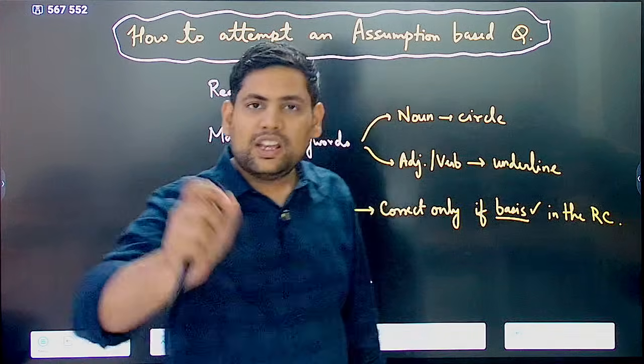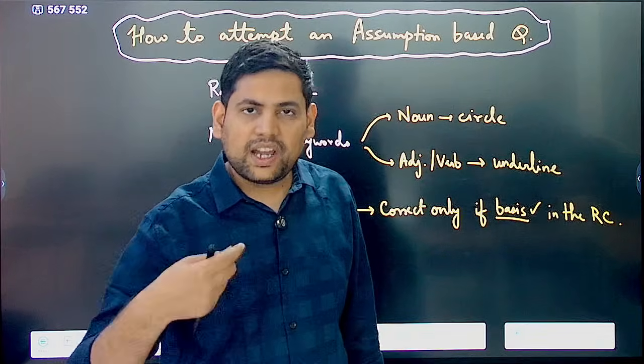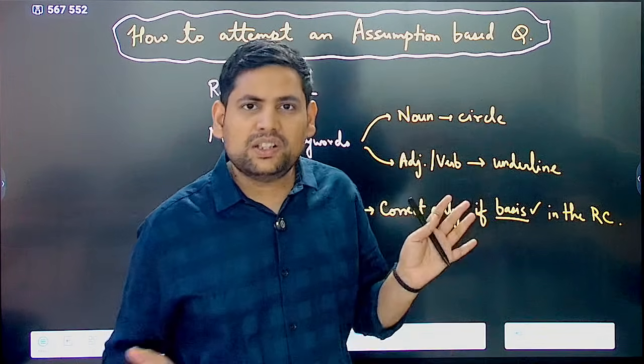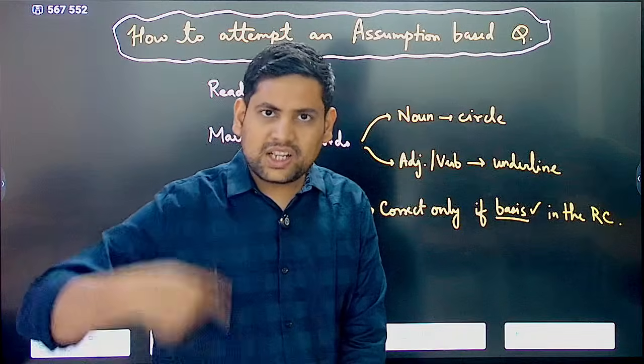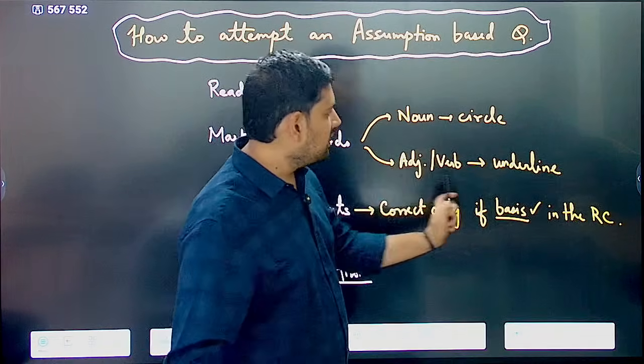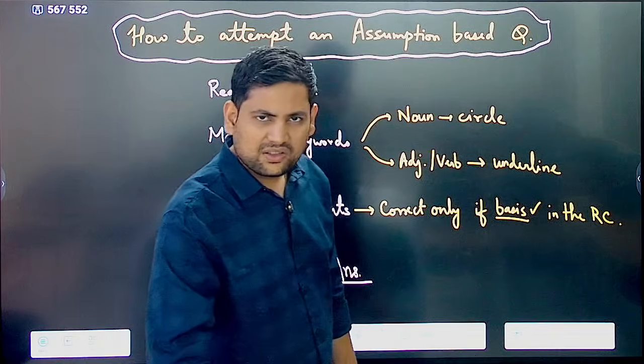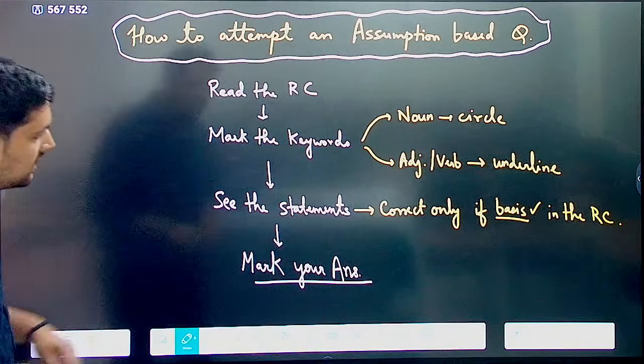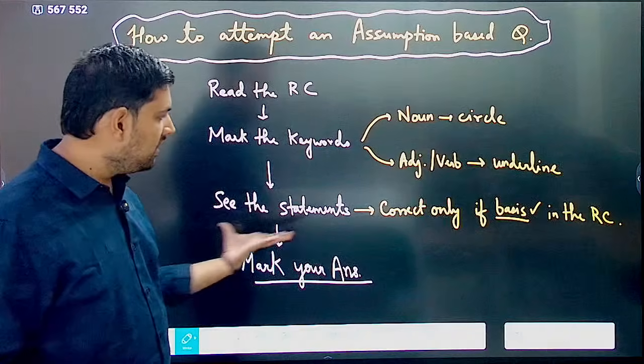If I put the same marking everywhere, then what happens? A lot of it looks marked, and then when I'm checking the assumptions, it becomes difficult. So noun with a circle, adjective or verb just with underlines. Okay, then see the statements. After this, you see the statements.